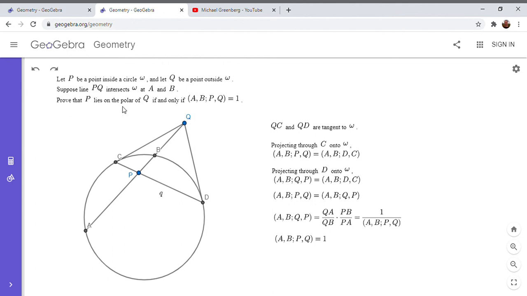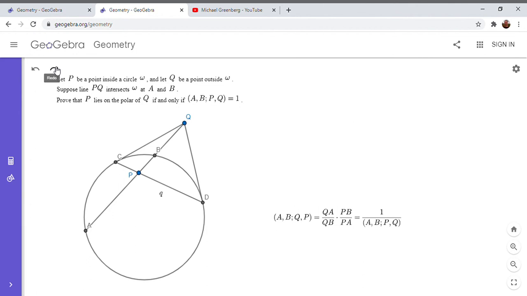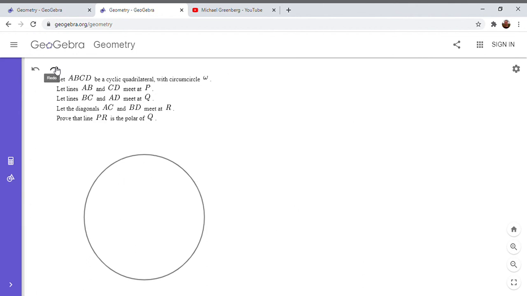Okay, so it's very surprising that there should be such a simple connection between a point lying on a polar and a cross ratio being equal to 1. All right, so now I'm going to go into the second theorem in this video, which is my favorite theorem on poles and polars.